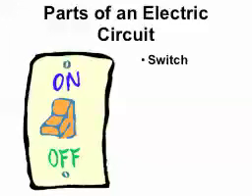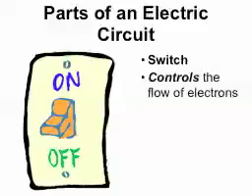Now, the last part of the circuit that we're going to talk about is the switch. This is our controller. This is our flight path controller. It's controlling those electrons. Either they're going to allow the electrons to flow or they're not. It's on or it's off. So they are just controlling whether or not those electrons are moving.